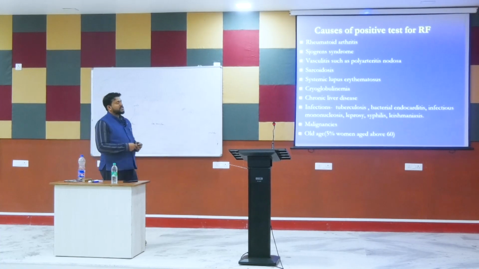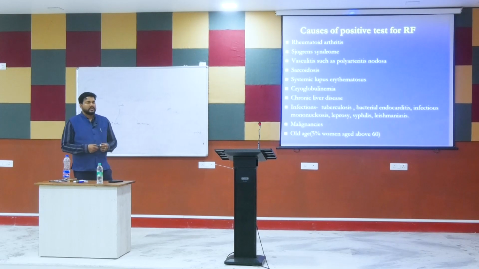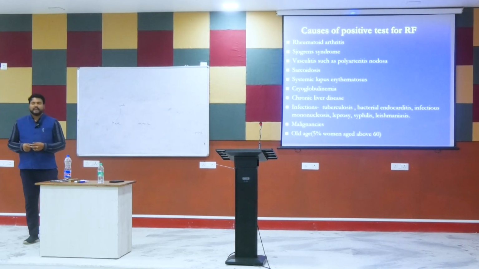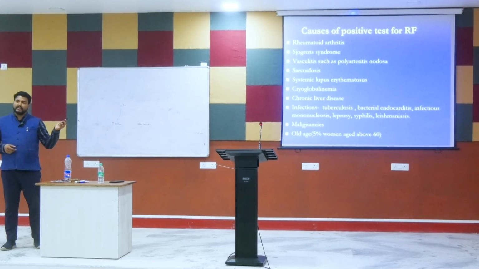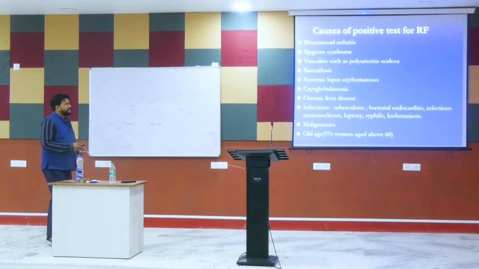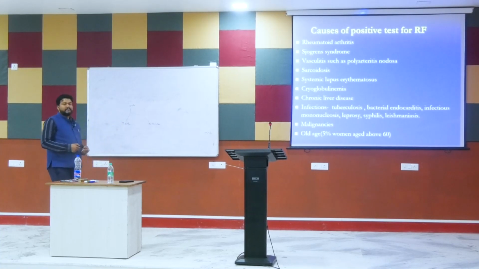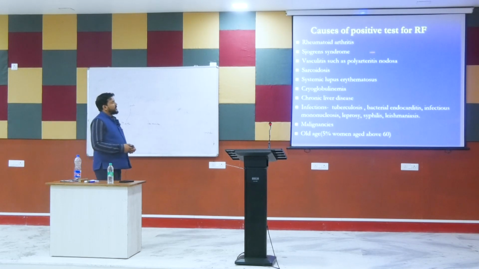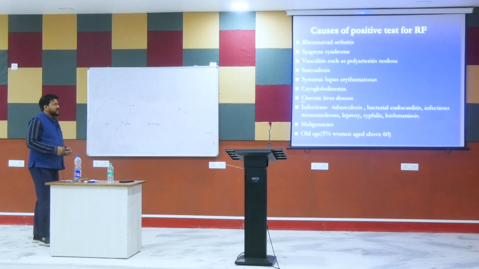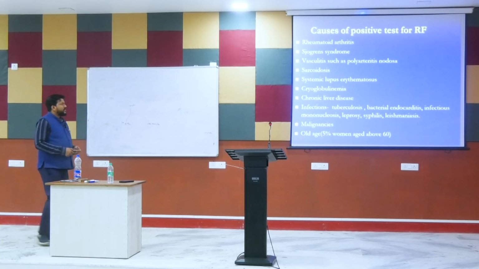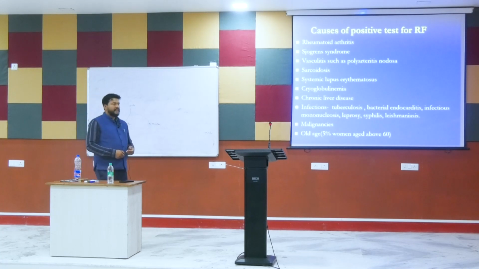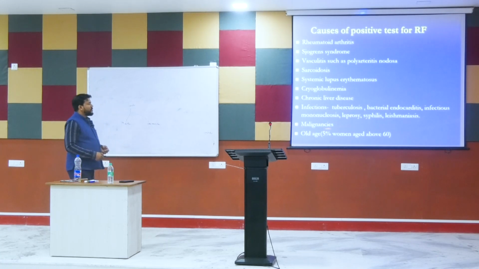Now, what are the causes of a positive test for rheumatoid factor? It is not specific for rheumatoid arthritis. It can be present in other diseases also, like Sjogren syndrome. Have you heard the name Sjogren syndrome? Vasculitis such as polyarteritis nodosa, sarcoidosis, SLE, cryoglobulinemia, chronic liver disease. Some infections like tuberculosis, bacterial endocarditis, infectious mononucleosis, leprosy, syphilis, leishmaniasis.